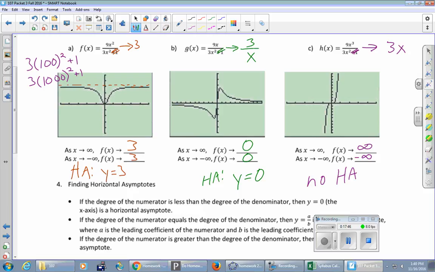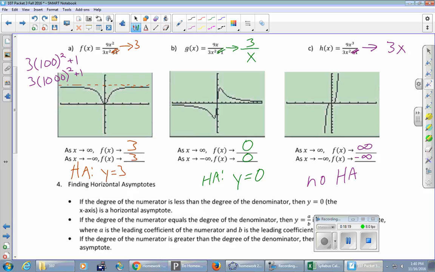In this case, we were going to 0 because there were x's still on the bottom. I don't care how many x's there are. If they're left on the bottom, you're going to 0. So what about the original made that true? That's right. The degree downstairs was more than the degree upstairs. So when we canceled, we still had x's left in the bottom. So here's our conclusion. Anytime the degree downstairs is more than the degree upstairs, horizontal asymptote is always, always, always y equals 0.